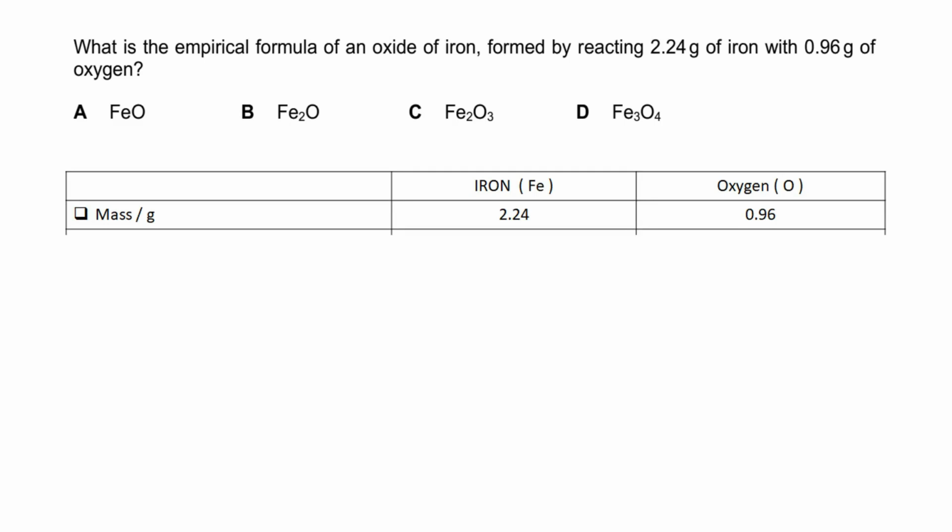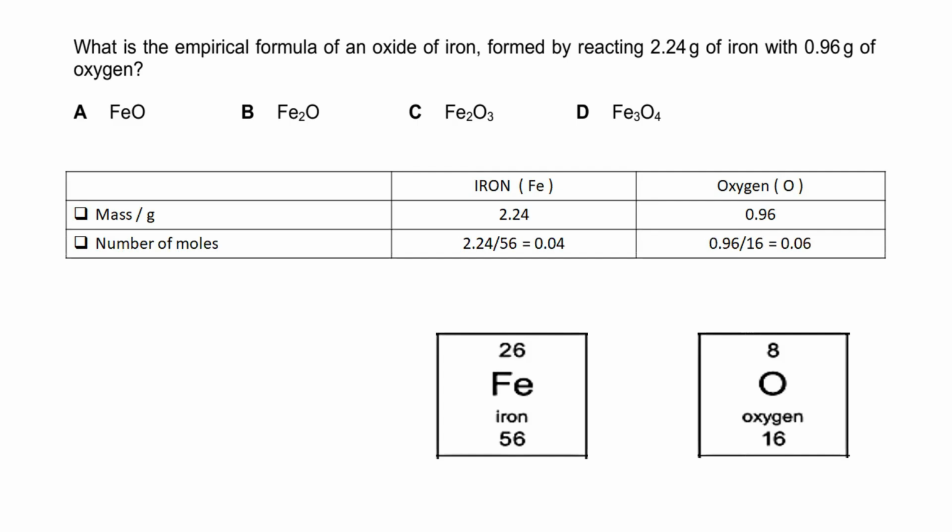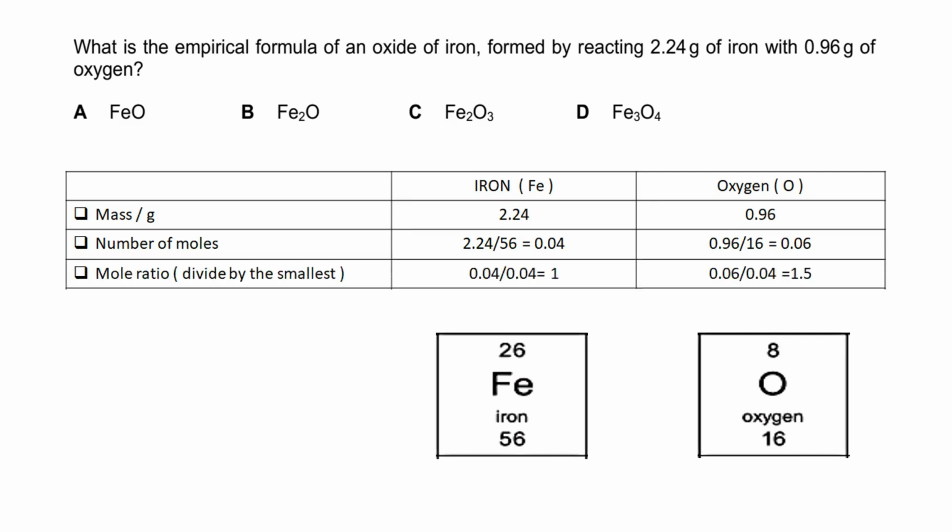2.24, 0.96. Ar of iron equals 56, for oxygen equals 16. So to obtain the number of moles, divide by Ar: 2.24 divided by Ar of iron, 0.96 divided by Ar of oxygen, to obtain these figures of number of moles. And then for the mole ratio, divide by the smallest, I mean divide by 0.04 now, to obtain 1 mole for iron, 1.5 mole of oxygen.